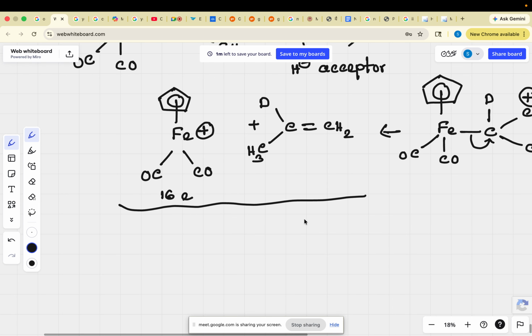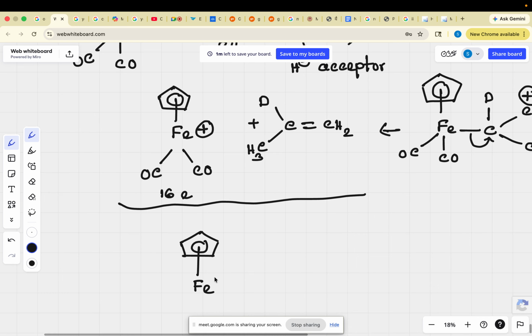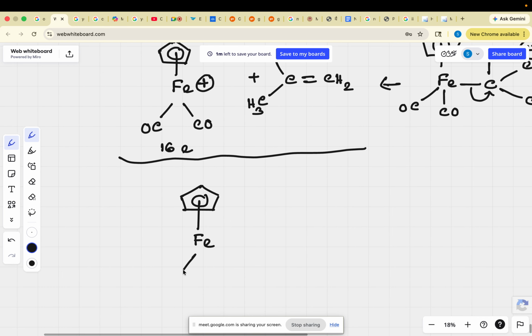You are getting these two products. How will we make it 18? Pi donation. The double bond will donate 2 electrons. Correct. So here you have Fe. Write down first of all this product. You have CO, and this side you have CH2 double bond carbon, you have deuterium, and another is, I think, methyl, right? Yeah, so you have positive charge.